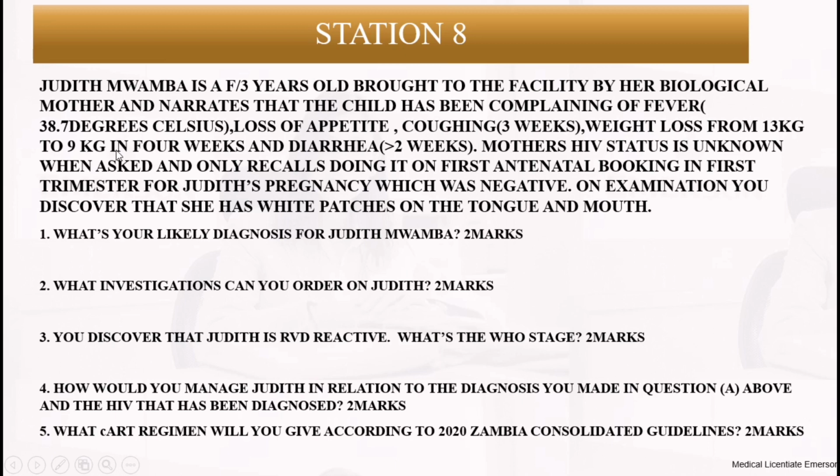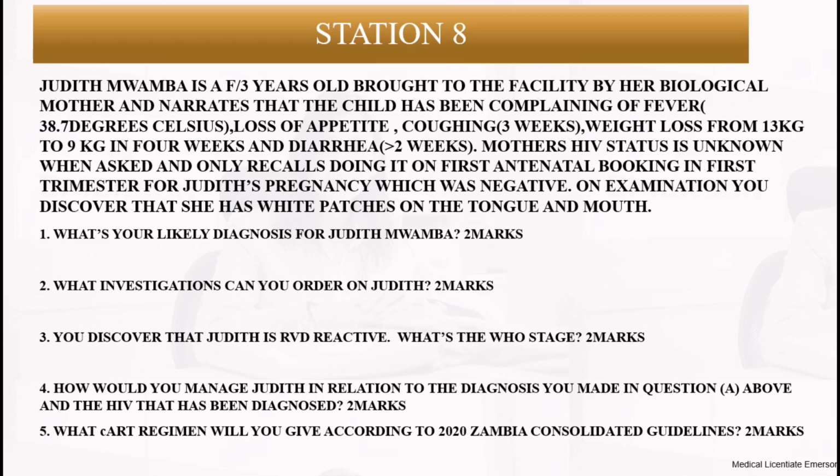So for Judith, there is fever, loss of appetite, coughing, weight loss, and diarrhea. These are most typical for TB. Then the other thing is she has white patches on the tongue and mouth. We are suspecting Judith for TB and for HIV. If they have white patches in the mouth and we suspect HIV, they can most likely have oral candidiasis.